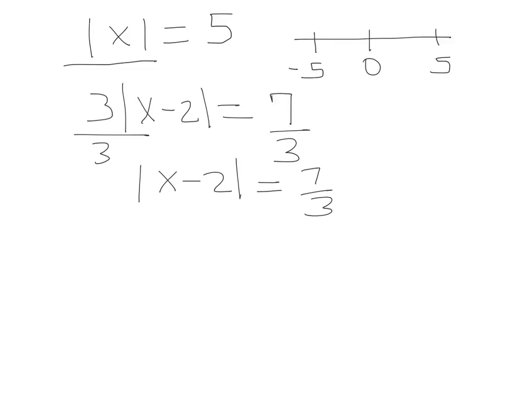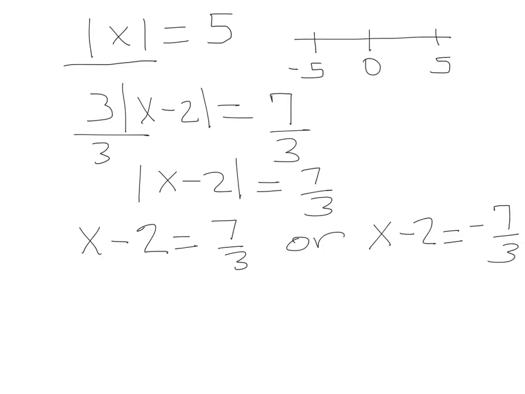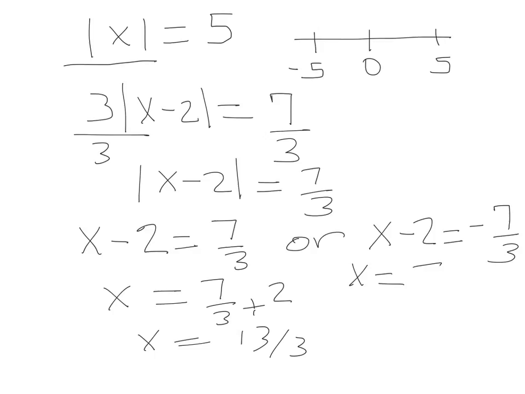Now we're going to say, okay, x minus 2 is equal to 7/3, or there's another answer, which is the negative. So you say, or x minus 2 equals -7/3. Add 2 to both sides, and you get x equals 7/3 plus 2, which is 13/3. Or if we add 2 to both sides here, you've got -7/3 plus 2, and you get x equals -1/3.